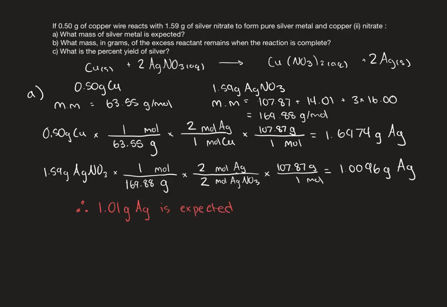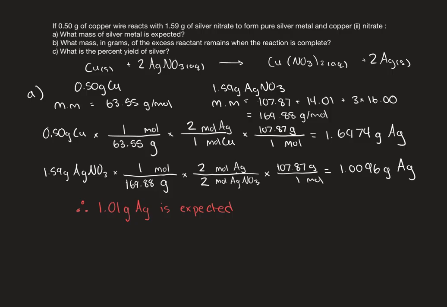Now remember, I leave more significant digits than needed when I'm doing a limiting reactant problem, just in case the correct number of significant digits is not enough precision to determine which reactant is a limiting reactant.